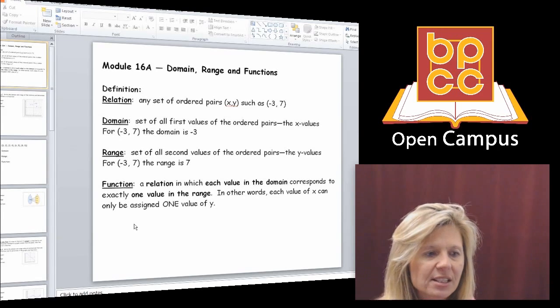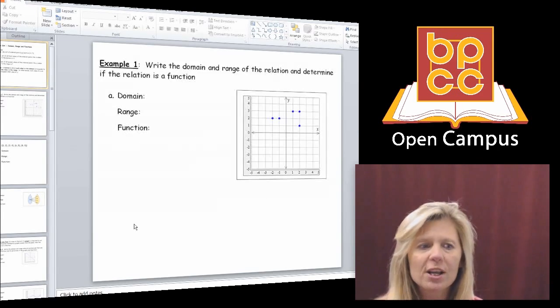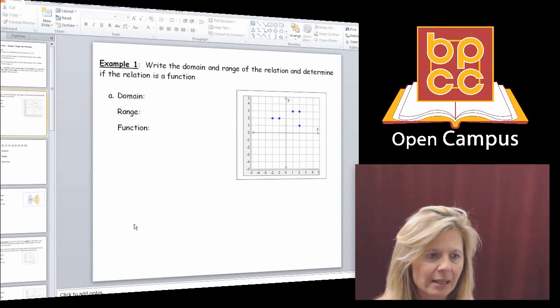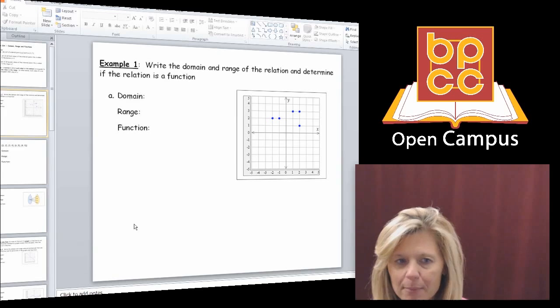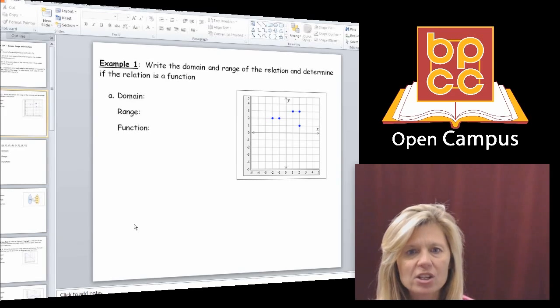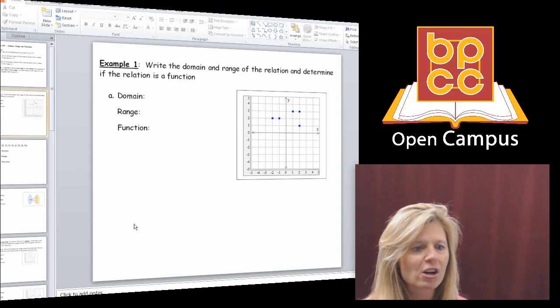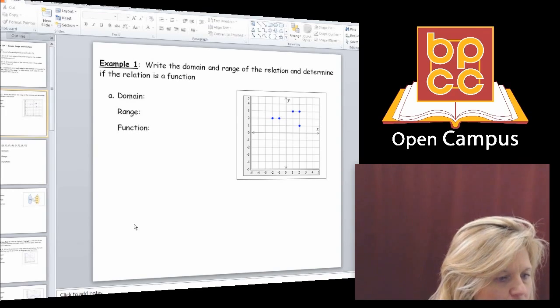All right, we're going to do several examples with this. The first one is a picture. If you look, I have a picture here, and I have 5 points plotted. We're not connecting the dots. They're not going to make a line. We just have 5 points, 5 relations. With this picture, I can ask you domain, range, and function. So let's go up to the board and do this one together.